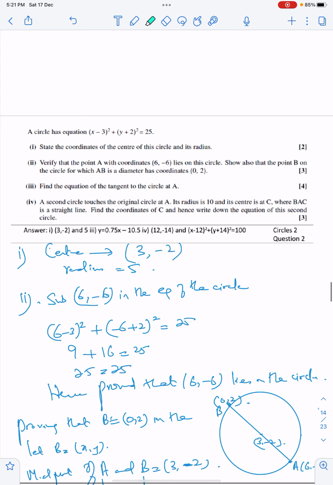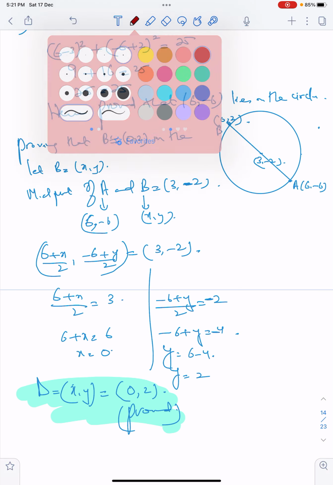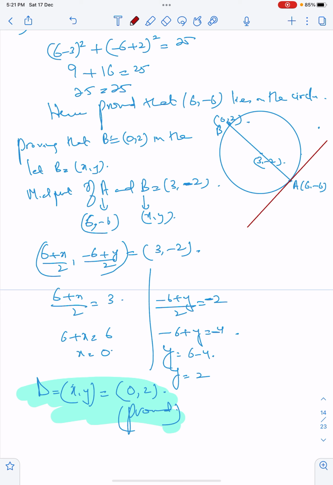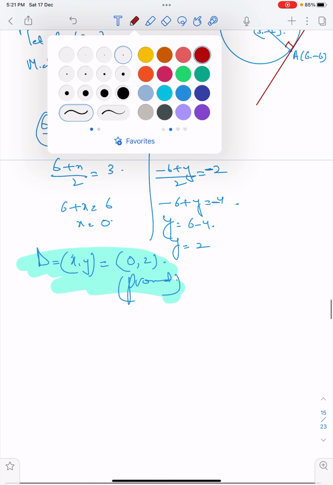Find the equation of the tangent to the circle at A. You have to find out the equation of the tangent to the circle at A. If you draw a tangent to the circle at A, the tangent is always perpendicular to the radius, and you have to find out the equation.